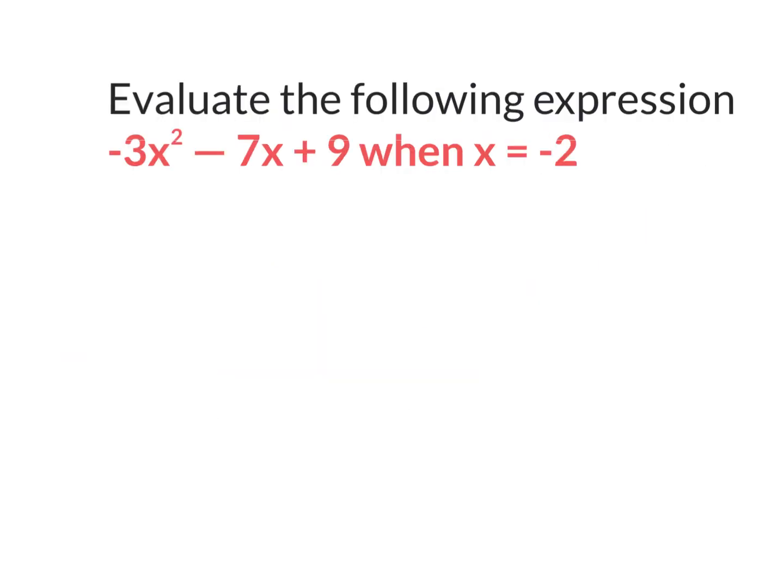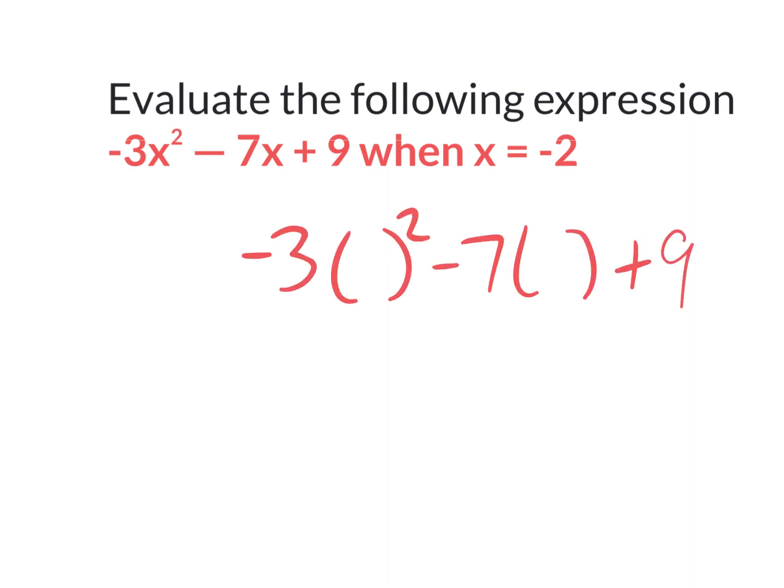Let's move on. Here's another fun problem. It says evaluate when x equals negative 2. So on these, all you've got to do is first rewrite what you see, but instead of the x's, put parentheses. So write it out: negative 3x squared minus 7x plus 9. You write that out, and then since they tell you that x equals negative 2, go ahead and plug in that negative 2 where the x's used to be, right there and right there.